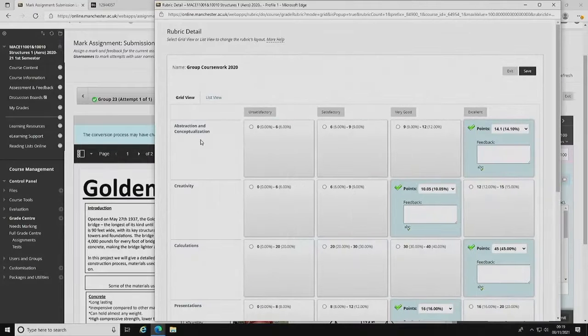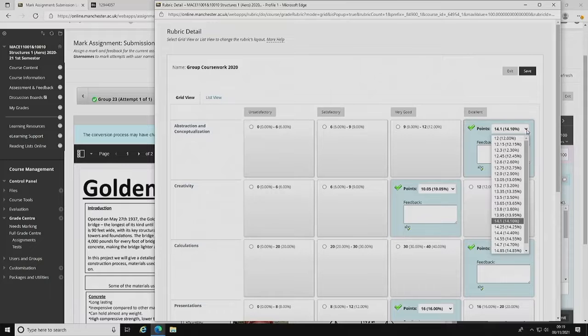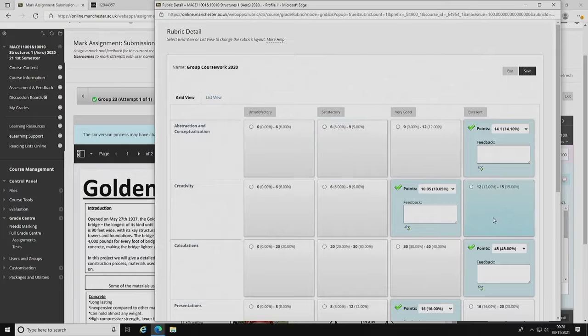So abstraction and conceptualization is up to 15%. What does it mean? If you have a dog skeleton, for example, you are abstracting it to a frame or a beam. That's what abstraction and conceptualization means. Or with a real structure, how do you make it into a structural problem? So that's 15%. And then how good your topic is from the creativity aspect is another 15%.